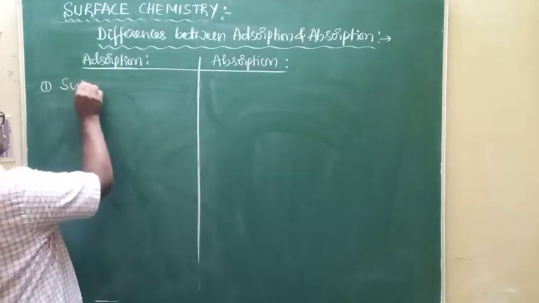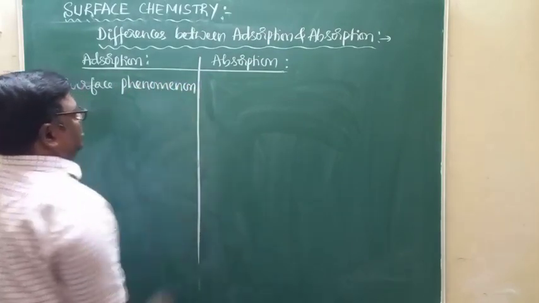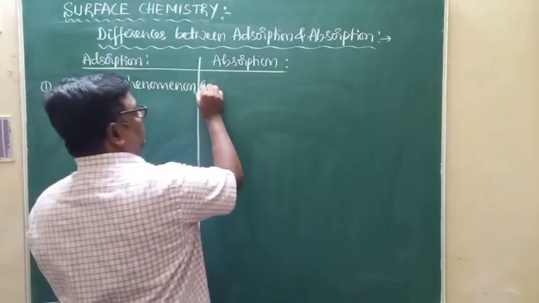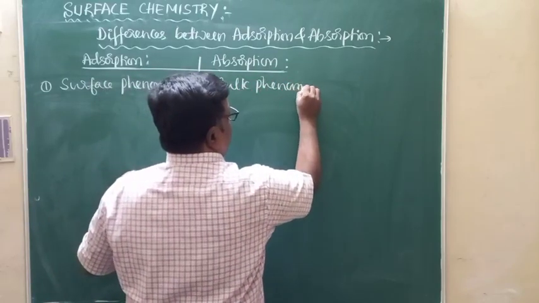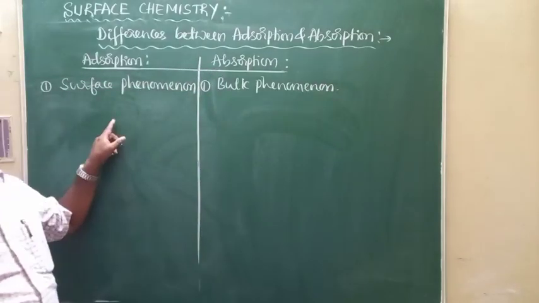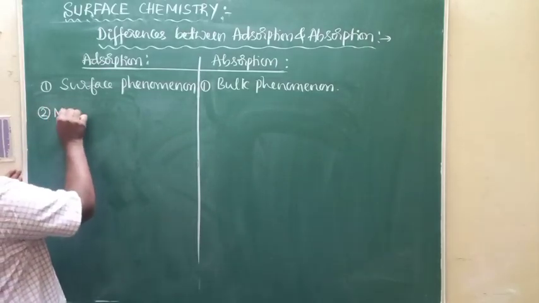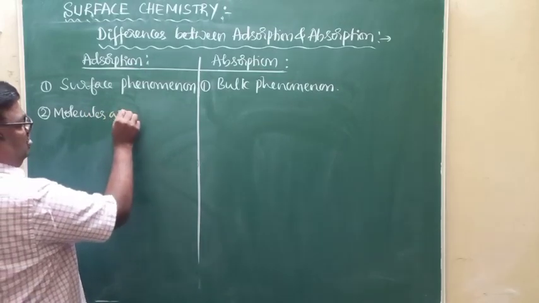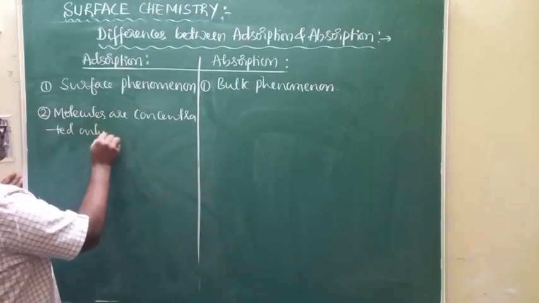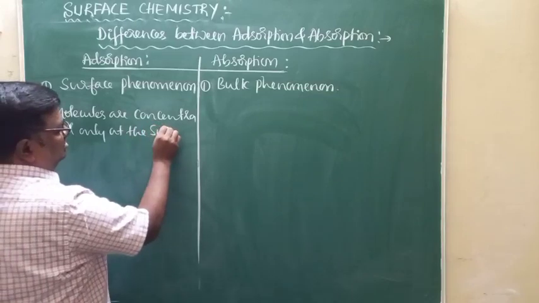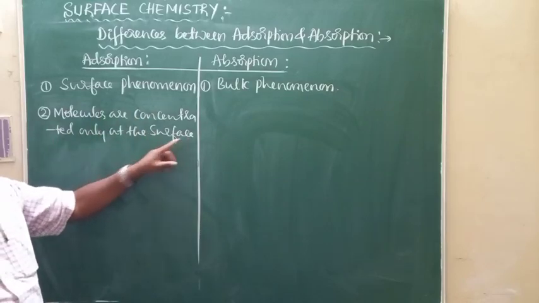Adsorption is a surface phenomenon, whereas absorption is a bulk phenomenon. That is the first difference. In the case of adsorption, molecules are concentrated only at the surface of the adsorbent.